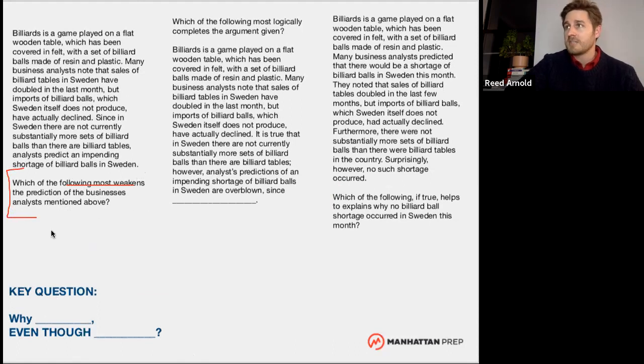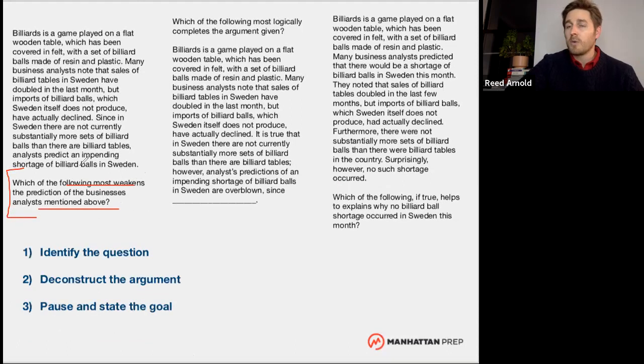And then you go to pause and state the goal and you say, oh, I want to weaken the argument. Well, yeah, I know you want to weaken the argument. What does that mean in this context? Same thing on a short. It's like, I want to fill in the blank. I want to strengthen the author's point of view that the analyst's predictions are overblown. Well, yeah, I know that's the goal. What does that mean in this context?